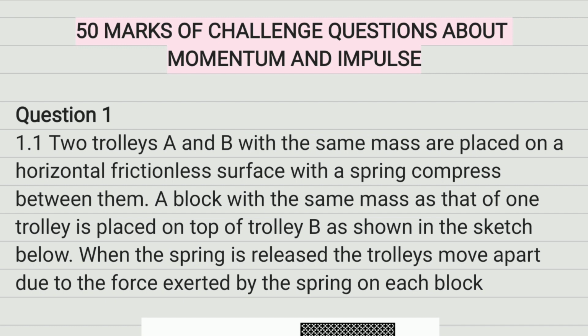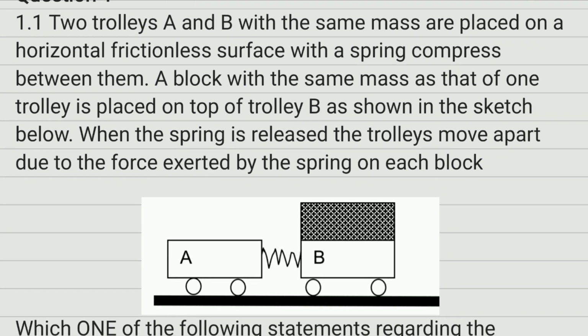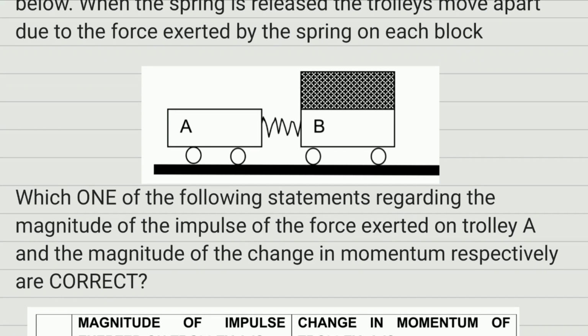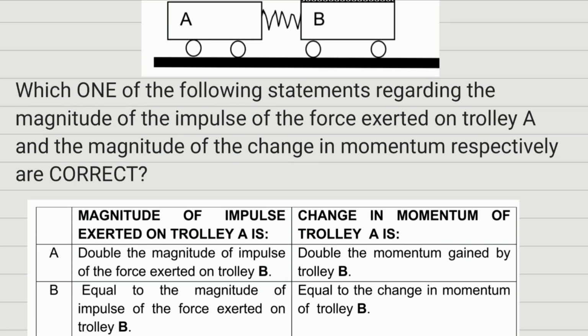Okay, question 1 is a multiple choice question. Two trolleys A and B with the same masses are placed on a horizontal frictionless surface with a spring compressed between them. A block with the same mass as that of one trolley is placed on top of trolley B as shown in the sketch below. When the spring is released, the trolleys move apart due to the force exerted by the spring on each other. Which one of the following statements regarding the magnitude of the impulse of the force exerted on trolley A and the magnitude of the change in momentum respectively are correct?